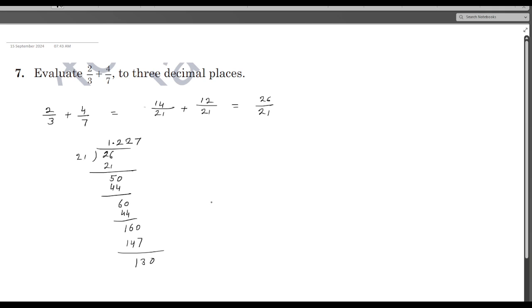So it is 130. Now the question is evaluate this up to 3 decimal places. Whenever we have to write up to 3 decimal places, better you find up to 4 decimal places. That will give you an idea what will be your third number after decimal.